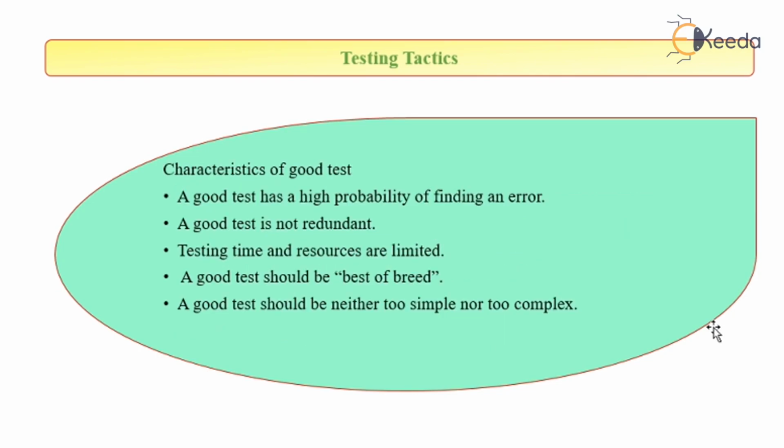The characteristics of a good test are: a good test should have a high probability of finding an error. A good test is not redundant, meaning it is not repetitive. Testing time and resources are always limited, so we must make good utilization of the resources. A good test should be best of the breed. There are many testing techniques available, but depending upon the need and situation, we have to choose the testing technique. A good test should neither be too simple nor too complex.